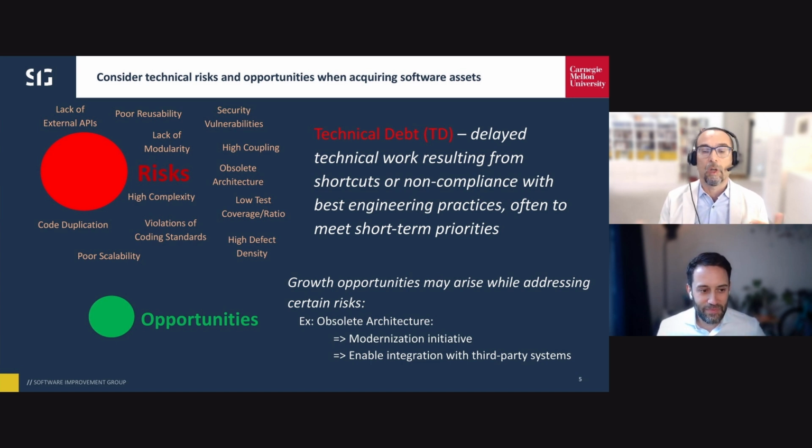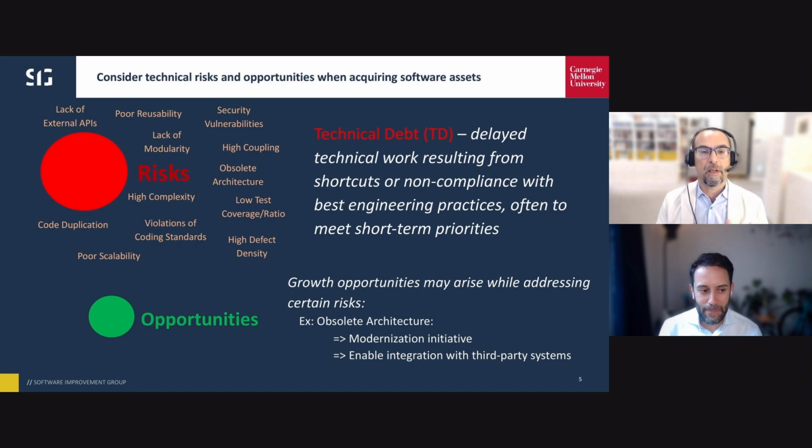Technical risks can fall into different categories, and there can be all sorts of things, including lack of external APIs, maybe code duplication in the source code, poor scalability of the system, low test coverage, high defect density. It could be violations of coding standards. It could be lack of modularity, and also things like big ticket items like obsolete architecture. So when we talk about technical risks in software lingo, we usually group them or condense them into this concept called technical debt.